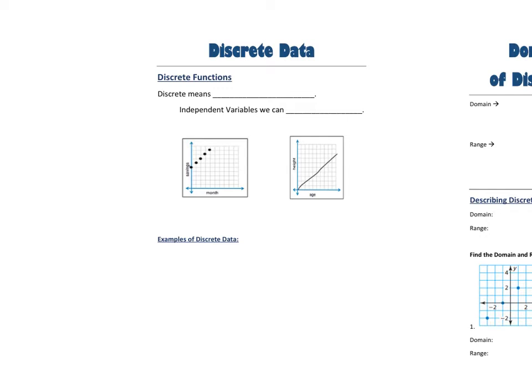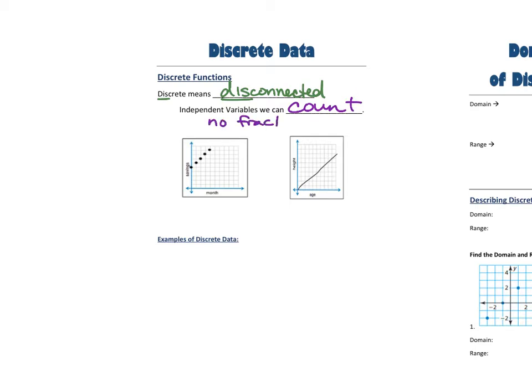Now discrete means that the graphs will be disconnected. This is really cool because the word discrete and disconnected both start with D-I-S, so that's a good way to remember that. Discrete functions are disconnected graphs. They're independent variables that we can count. These are things that cannot have a fraction.